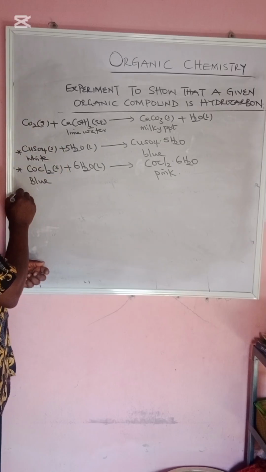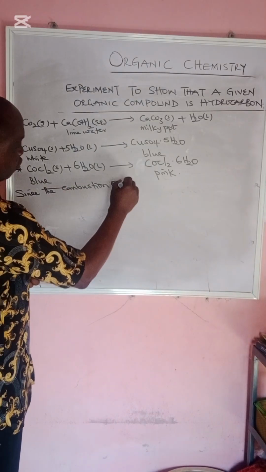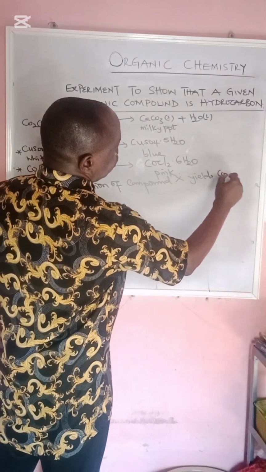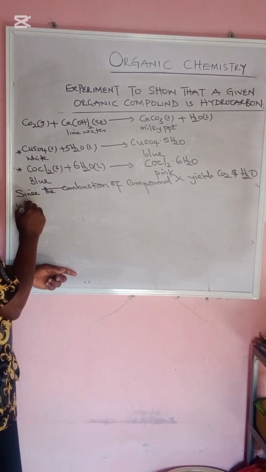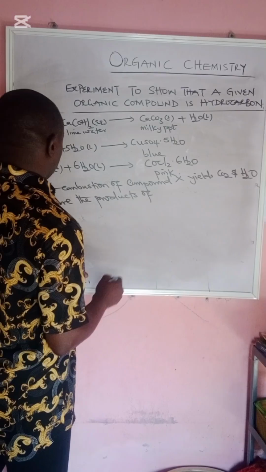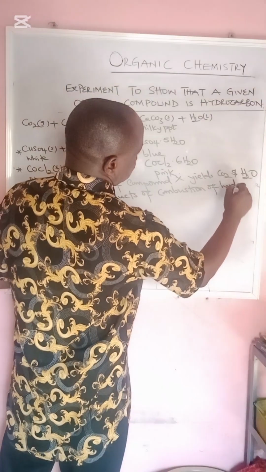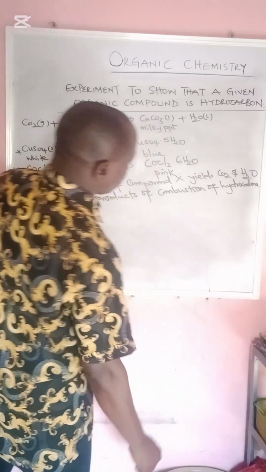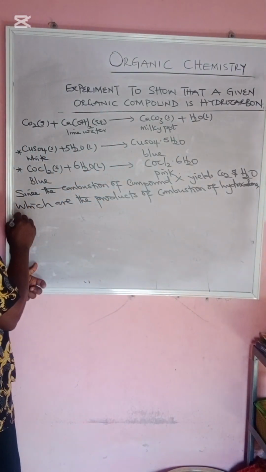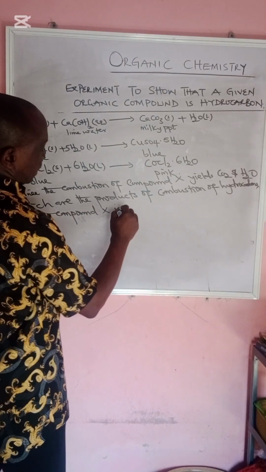So since the combustion of compound X yields CO2 and water, which are the products of combustion of hydrocarbons, the compound X is a hydrocarbon.